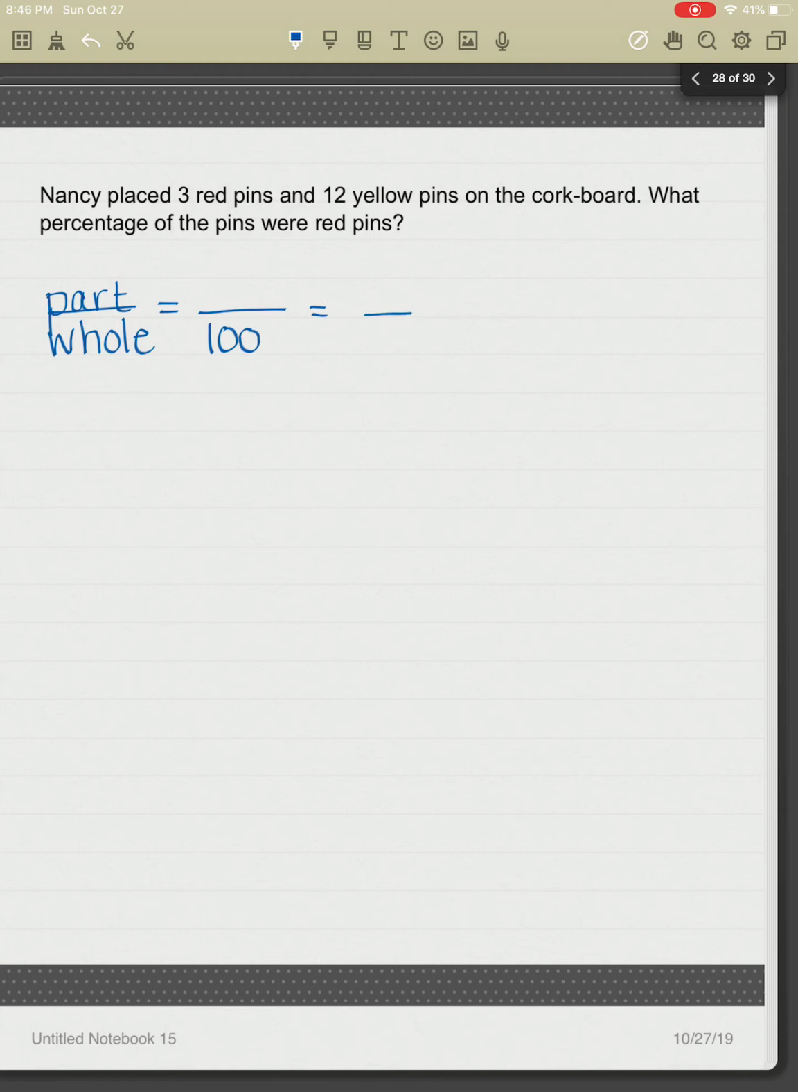Okay, and then when we add the total number of pens to get our whole, it's 12 plus 3. We've got 12 yellow pens and 3 red pens, so the whole amount of pens is 15. So I'm going to make sure everything stays lined up, and I'm going to put the 15 with the whole amount. Okay, and then they're asking about red pens, so I'm going to use the 3 as the numerator over the amount of pens. Okay, so what we're trying to find is what percent of the pens were red pens. So I'm going to use a variable there for the unknown, what we're trying to find.